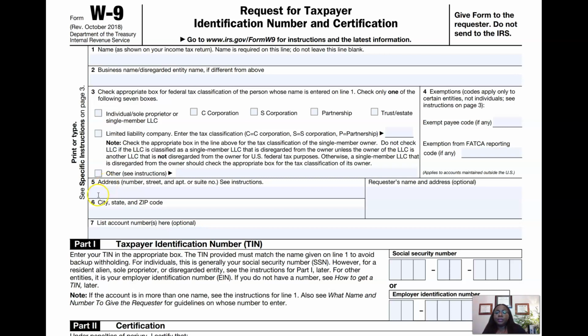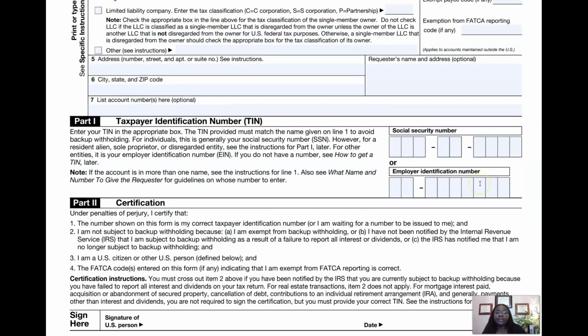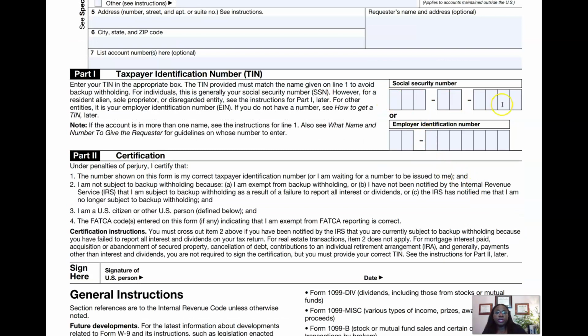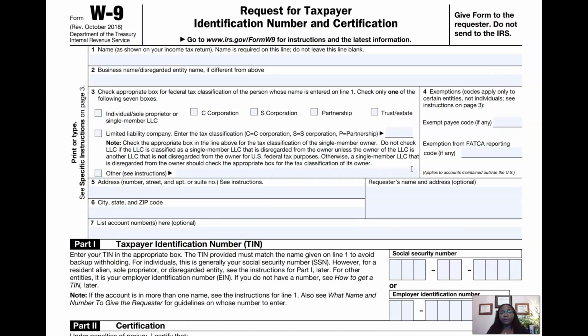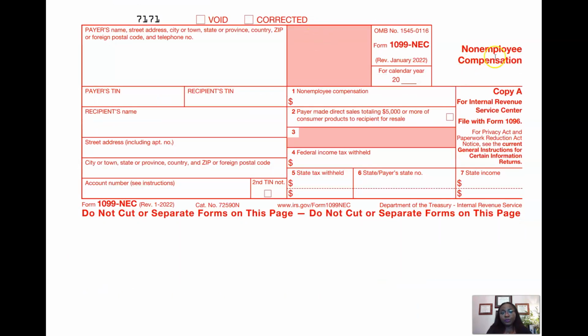Then the person is going to give you their address, and their city and state in boxes 5 and 6. Then this is the most important part, their social security number, or if they have a tax ID number, they would enter that there. Once you collect all this information, then at the end of the year, after you've determined that you've paid the person more than $600, that's when you would issue them a 1099 NEC, which stands for non-employee compensation, okay?